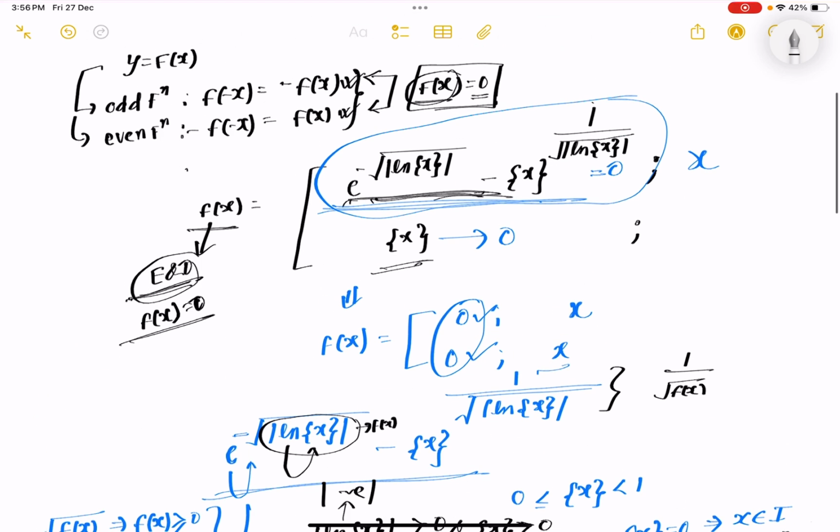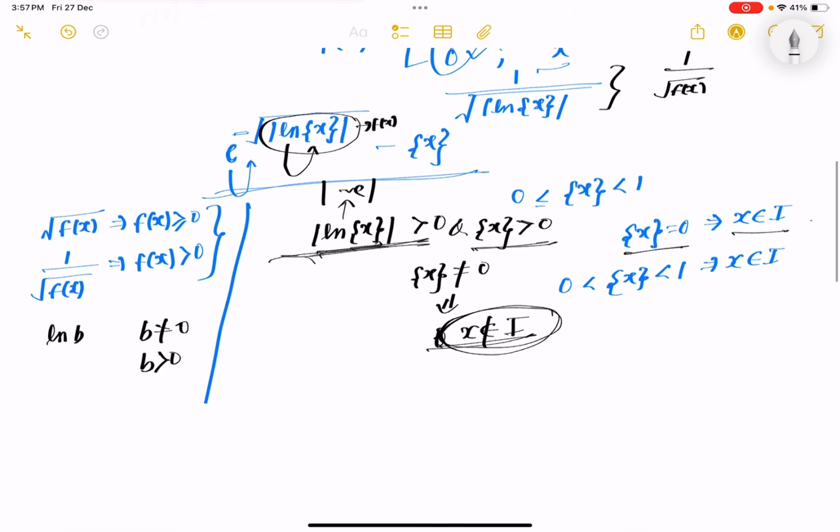So here what is the domain of this? The domain of this is x should not belong to integers. Means at integers this is not defined. Why? Because at an integer the fractional part of x will be 0, ln will take 0, and ln cannot take 0. So this function is not defined for integers. So can I say I have found the domain?